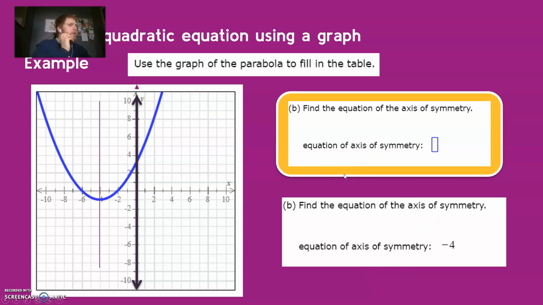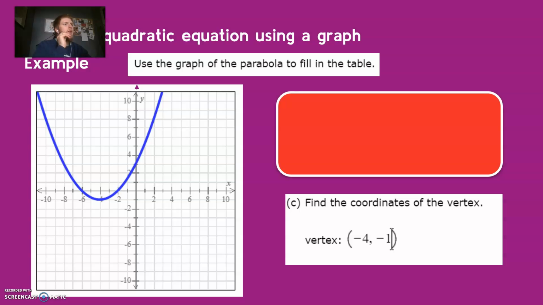So on this one, it asks us to find the equation of the axis of symmetry. So I drew that nice line there. You can see it passes right through the negative 4. So the equation of our axis of symmetry is just x equals negative 4, or if in ALEKS, you can just type negative 4 as your answer.